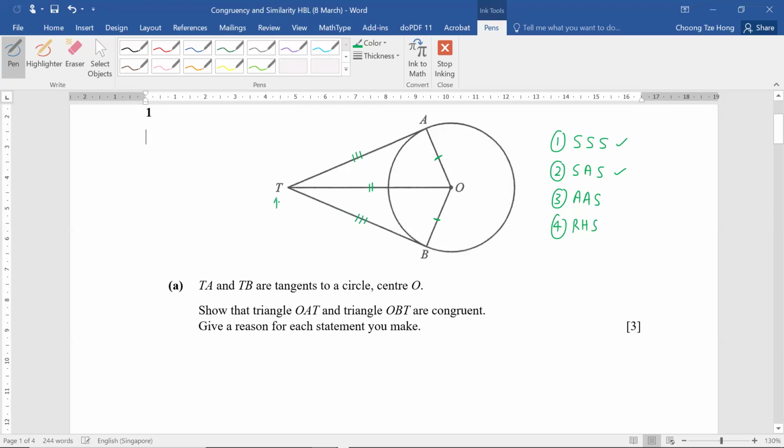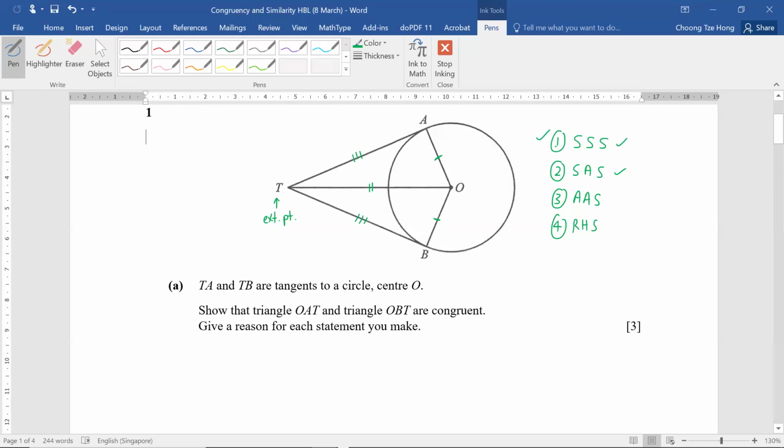The external point that we are talking about is T over here. From this external point T, when you draw two tangents to touch 2 points on the circumference of the circle, those two tangents, from the external point to the points on the circumference, are going to be equal in length. So in this case, AT will be equal to BT. So we actually can use SSS already.